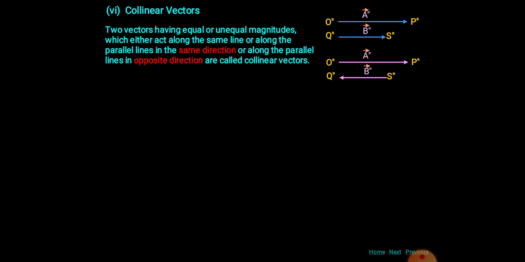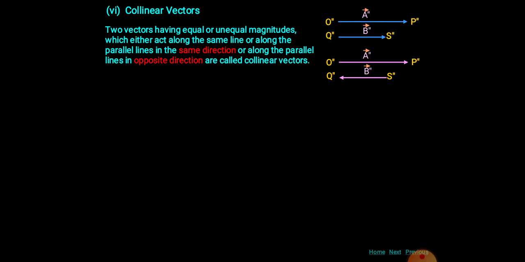which either act along the same line, or along parallel lines in the same direction, or along parallel lines in opposite directions. What are they called? Collinear. When they are in the same line, they are collinear vectors, with either equal or unequal magnitude, or along parallel lines in the same direction or in opposite directions. This type of vectors we know as collinear vectors.